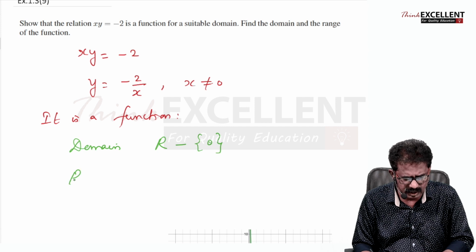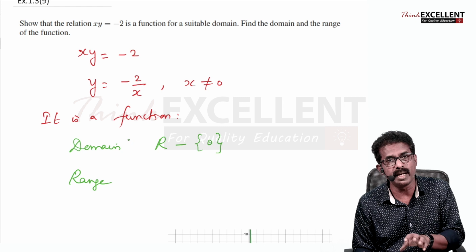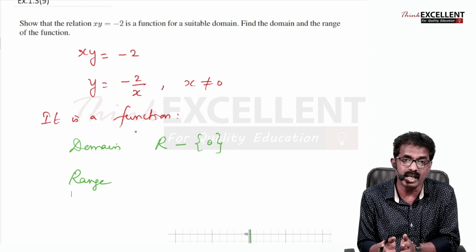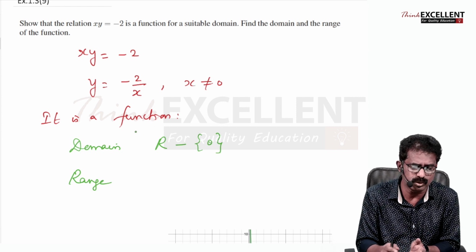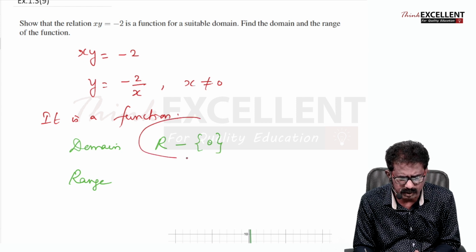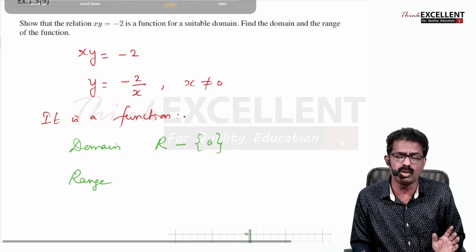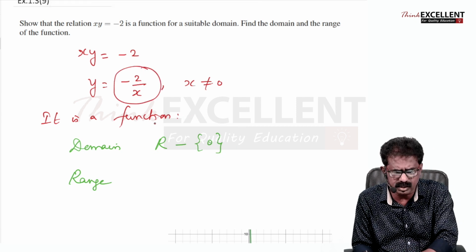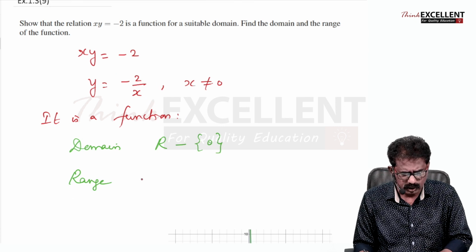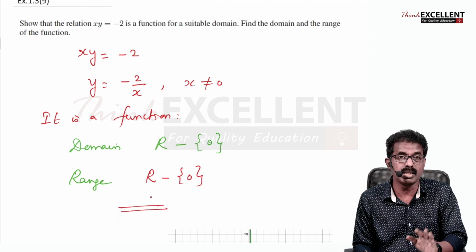And they asked to find the range also. Range means y value, right? The answer. Domain, what values you can give for x, that is domain. And range means the answer. When you give x some value, you can give any real number other than 0. You are giving a non-zero number. When you give a non-zero number, your answer is also a non-zero number only. So the range is also any real number other than what? 0. Okay. So for the examination, this is enough.